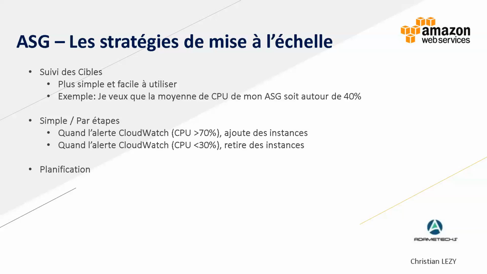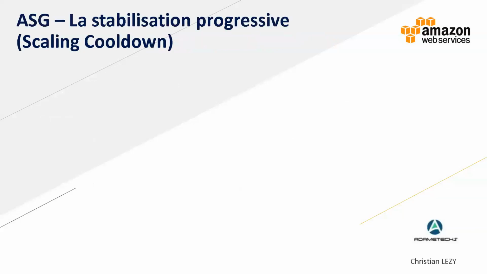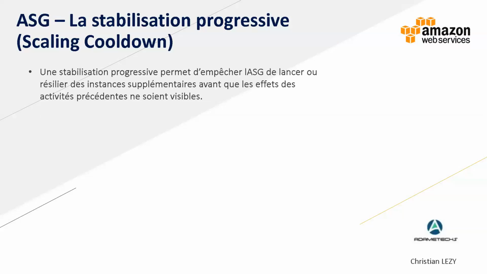We can also have a planned strategy, for example, that will foresee a load increase at the end of the week to cover the increased demand on weekends. For example, we'll decide to add instances on Friday afternoons between 5 p.m. and 8 p.m. There is also what is called scaling cooldown.